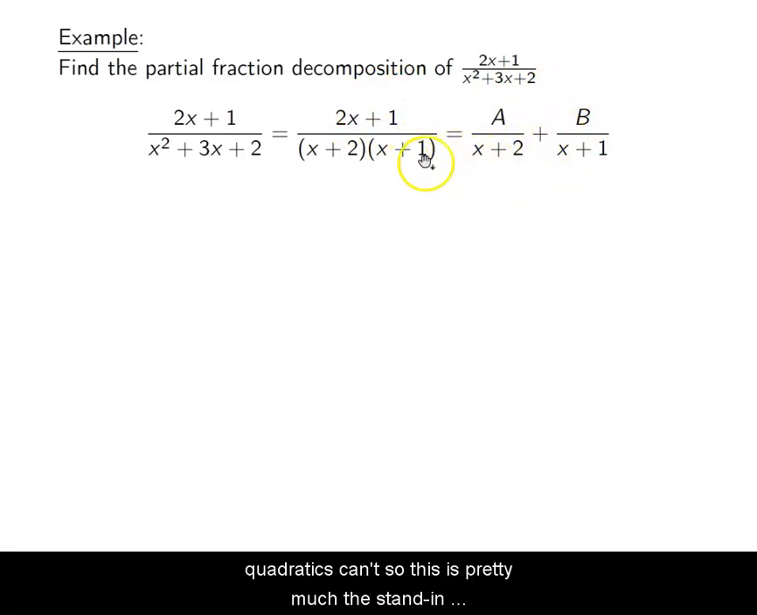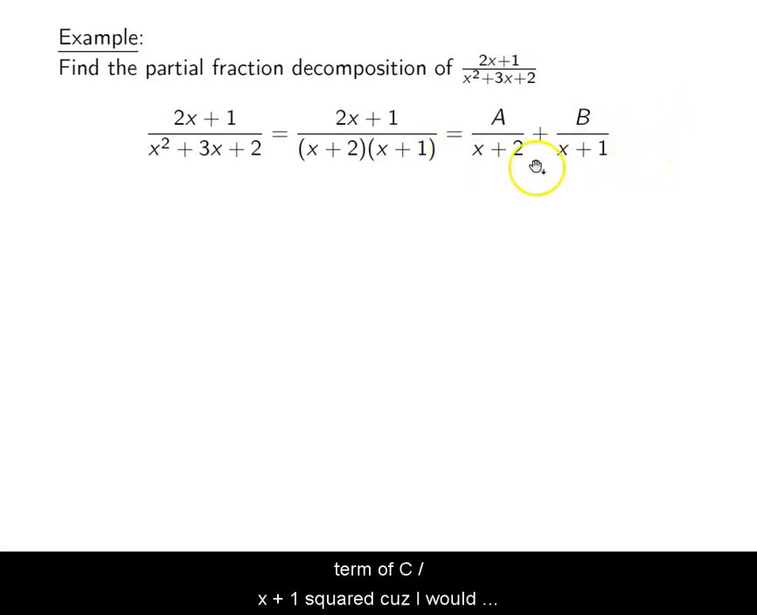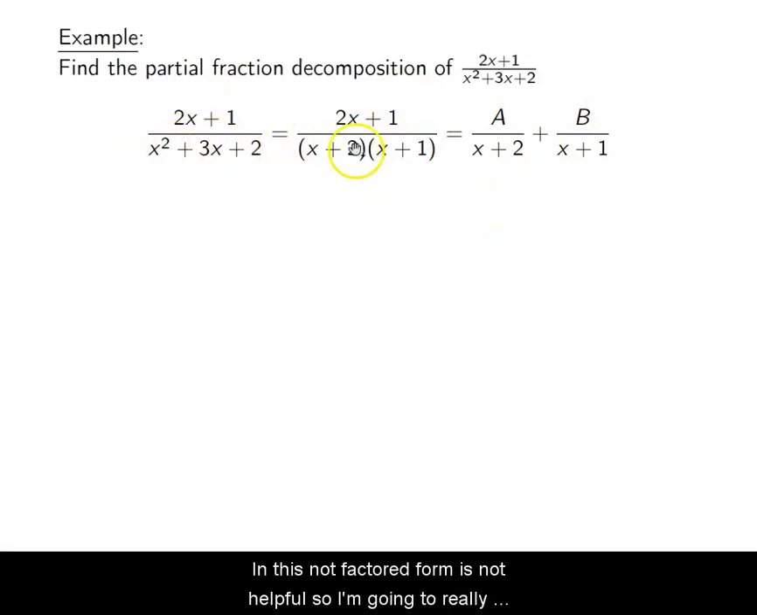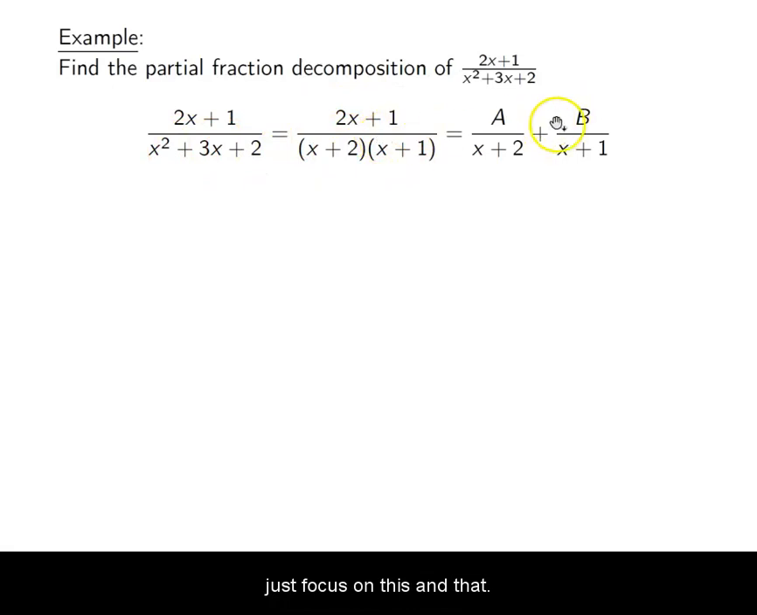If I had an x plus 1 squared, for instance, I would have a third term of c over x plus 1 squared, because I would need to build this one up one power at a time to whatever that multiplicity was, but that's not the case, so I don't have to worry about it. Okay. Now I'm going to clear denominators. So I'm really looking at just these two. This is my right side, this is my left side, because dealing with it in this non-factored form is not helpful, so I'm going to really just focus on this and this.